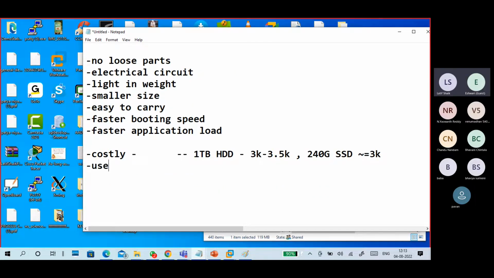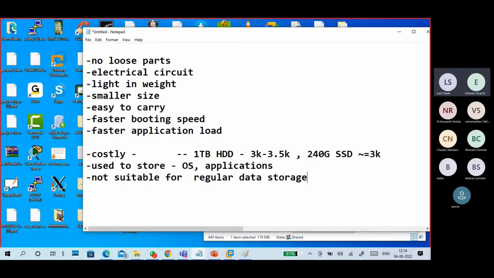So it is used to store the OS, operating system files, and applications. It is not suitable for regular data storage.